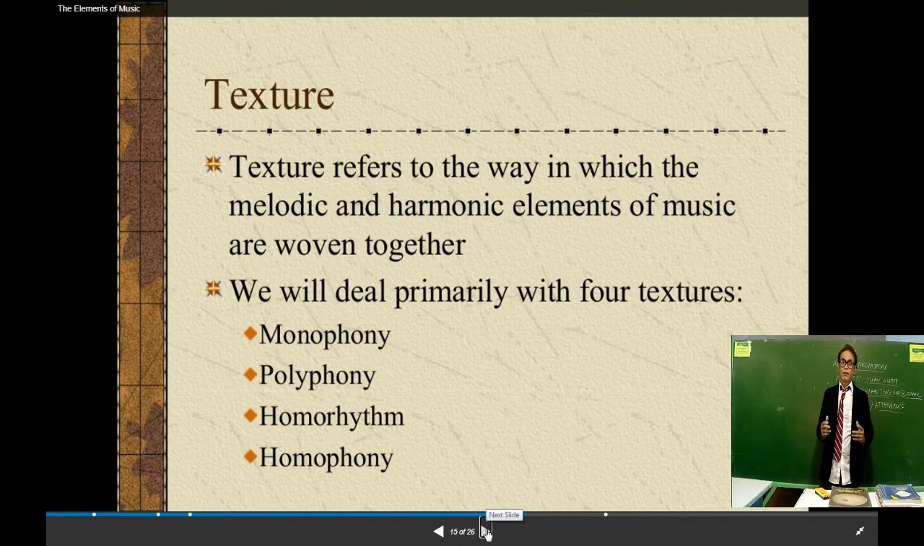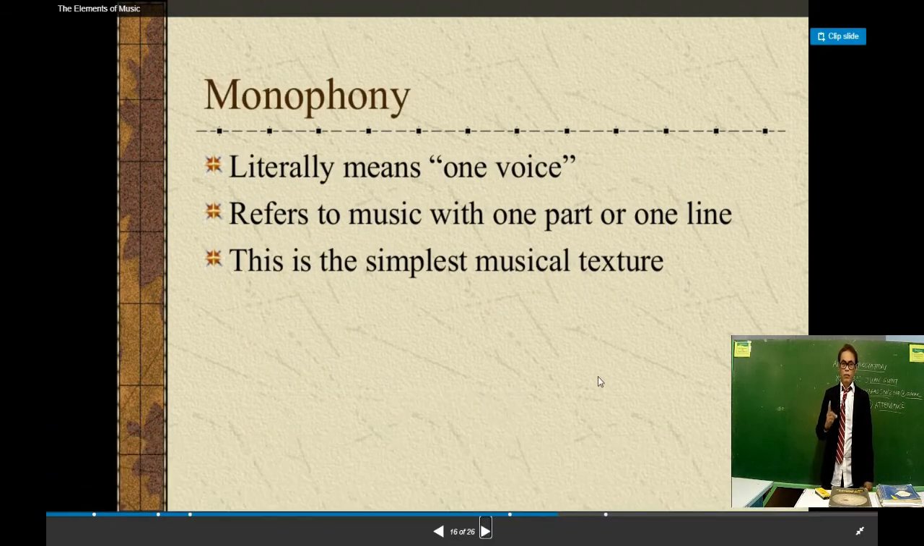Don't be confused with homosexuals. Homorhythm, homophony, homophobic. Don't be confused with homophobia.